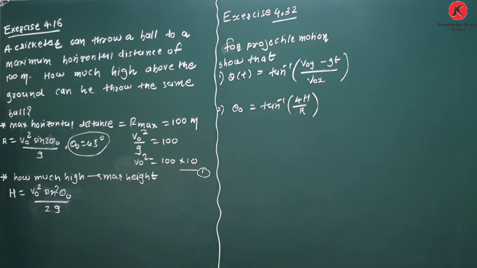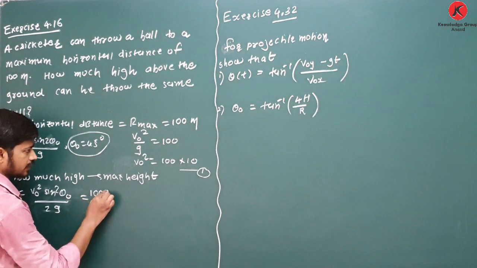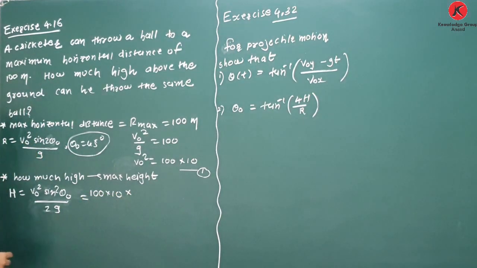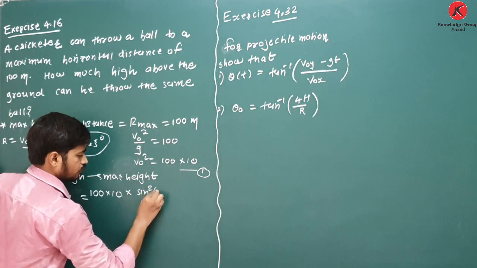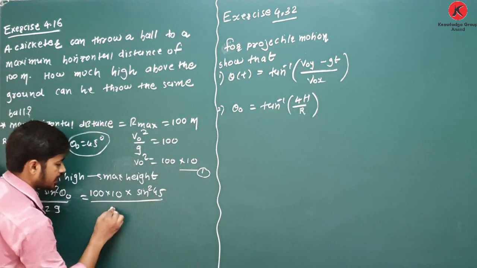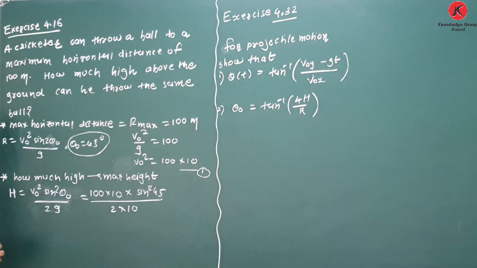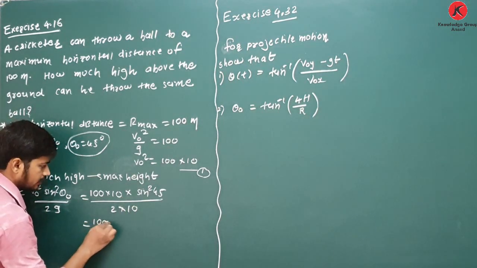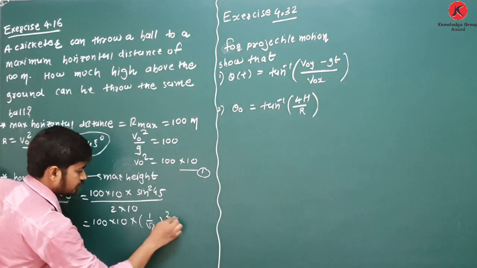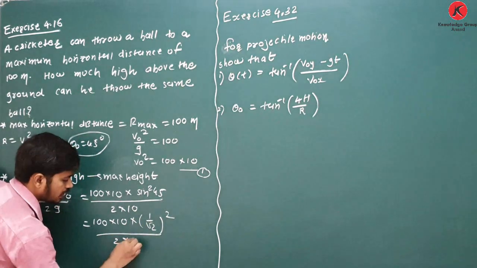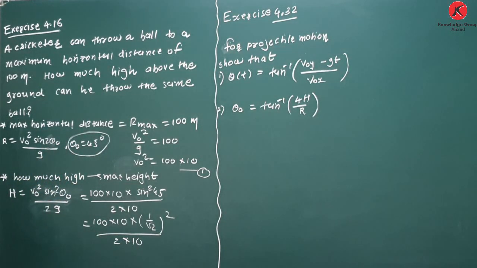Then how to find this? V0 square, what is the value of V0 square? It is 100 into 10 into sine square theta 0, where theta 0 is equal to 45. Then it is sine square 45, divided by 2 and here it is g. So it is 100 into 10. Sine 45 means 1 upon root 2, so 1 upon root 2 whole square divided by 2 into 10. Clear about this?